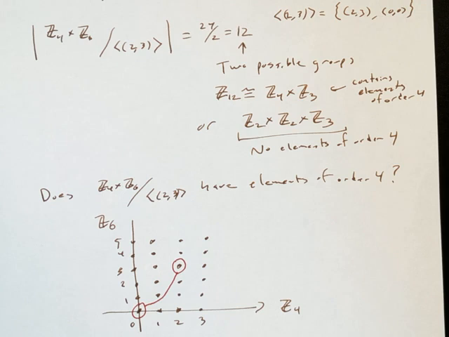Technically, I shouldn't draw this picture flat. I should draw this picture on a donut, which connects the left side to the right side and the top side to the bottom side.